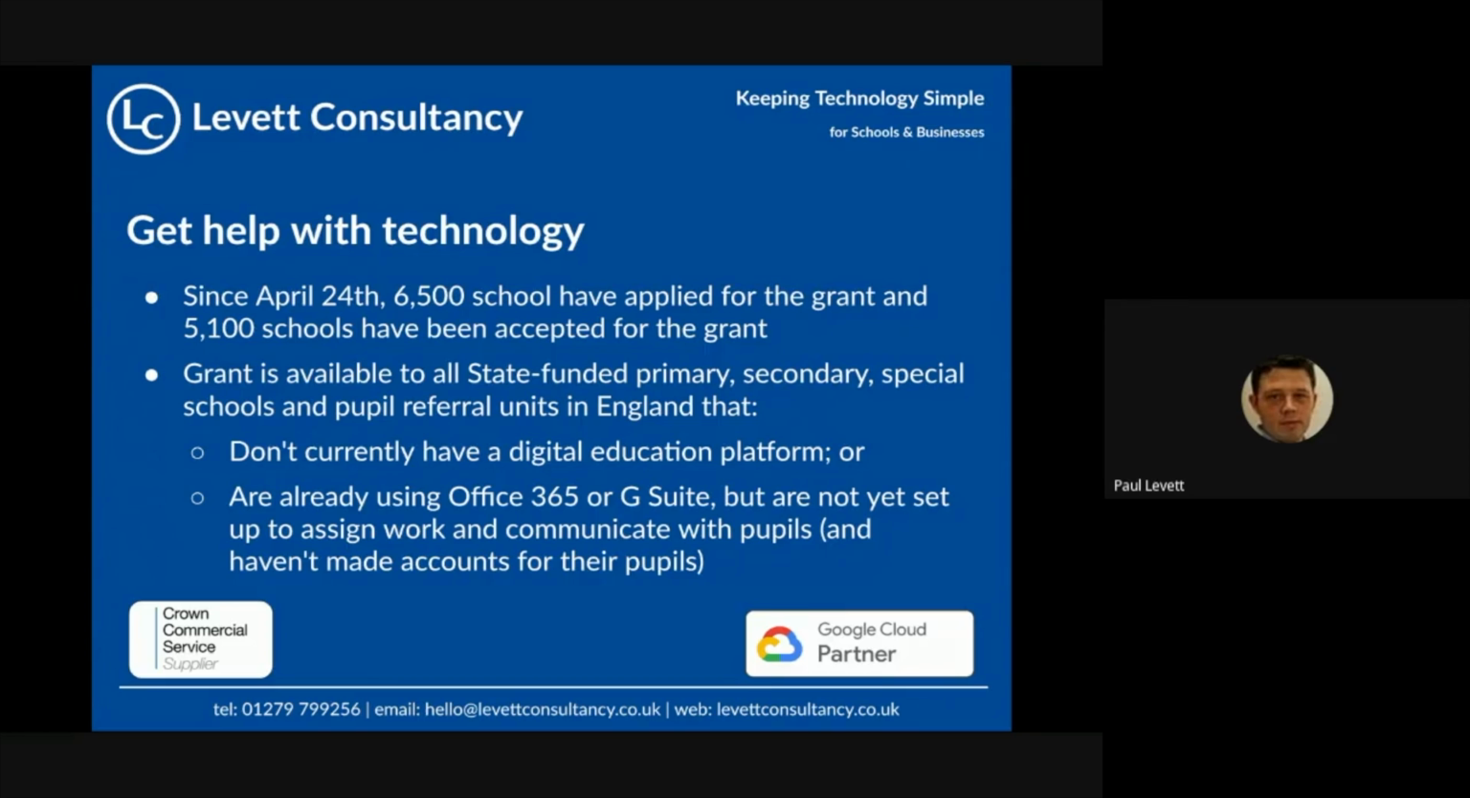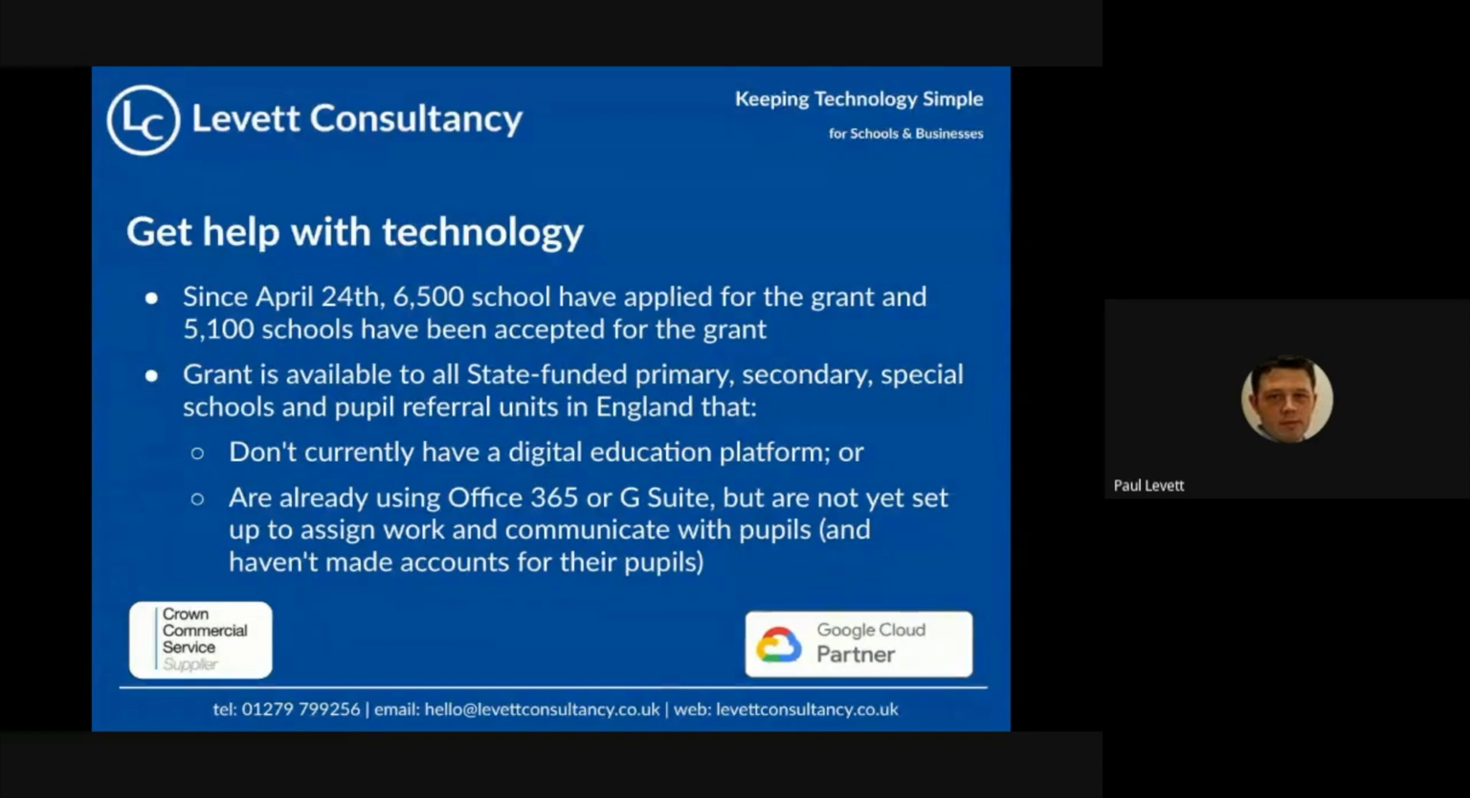for secondary schools. But the criteria, once you are a state-funded school, is there are two criteria to see if you meet. The first one is making sure that you have no digital education platform in place, i.e. no virtual learning platforms in place where children can actually do remote learning. If you haven't got that in place, you'll be accepted into the scheme.